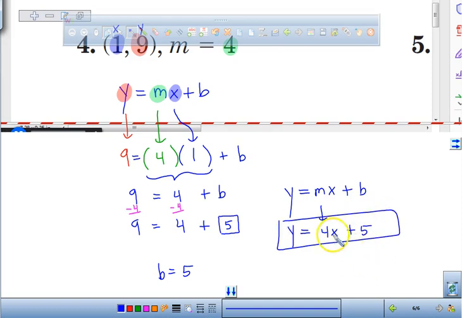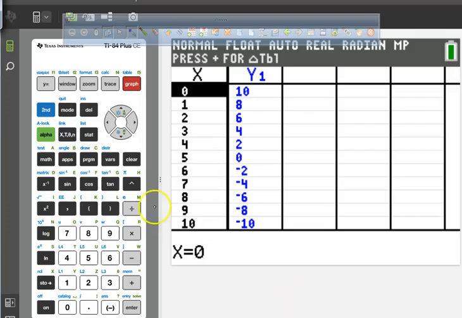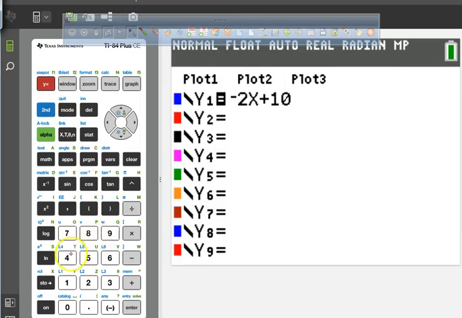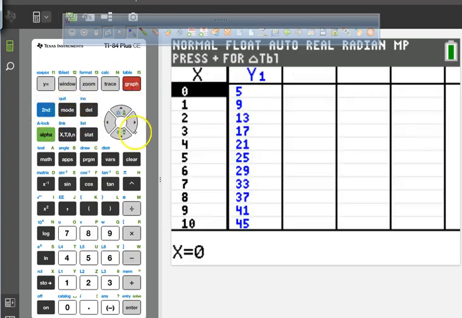And if we wanted to check this, what would we do? We could go to our graphing calculator, go to y equals, and type in 4x plus 5. I'm going to delete this, hit the table, and what should you have? A 1 and a 9. When you plug in 1, you get a 9. There you go.